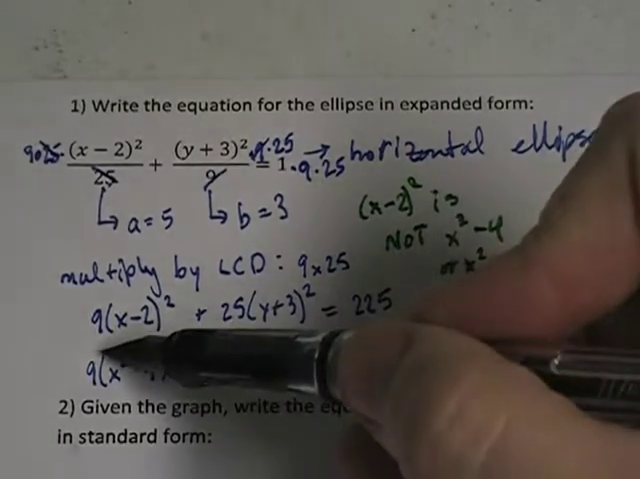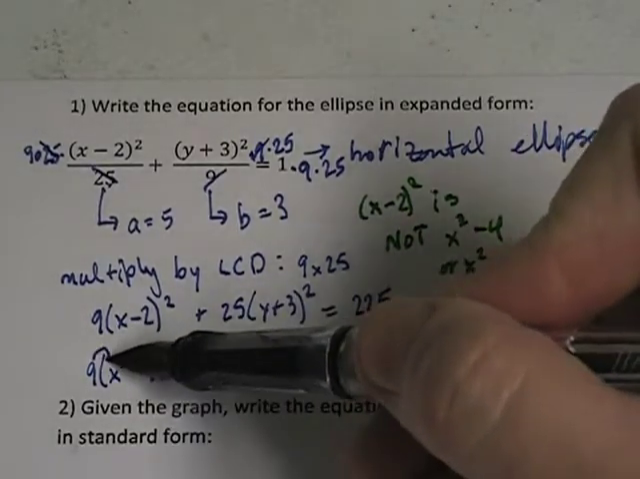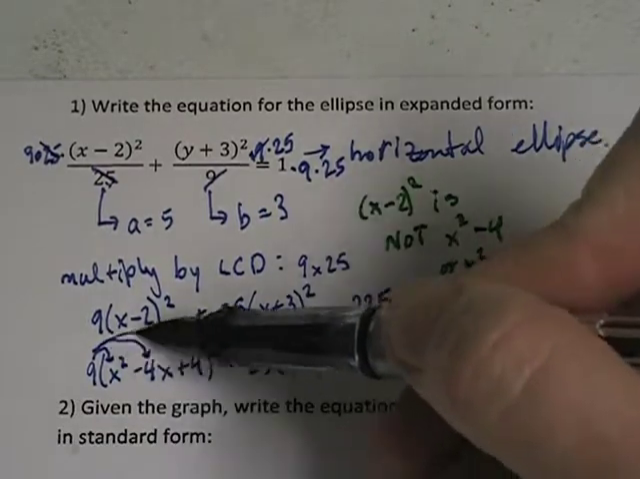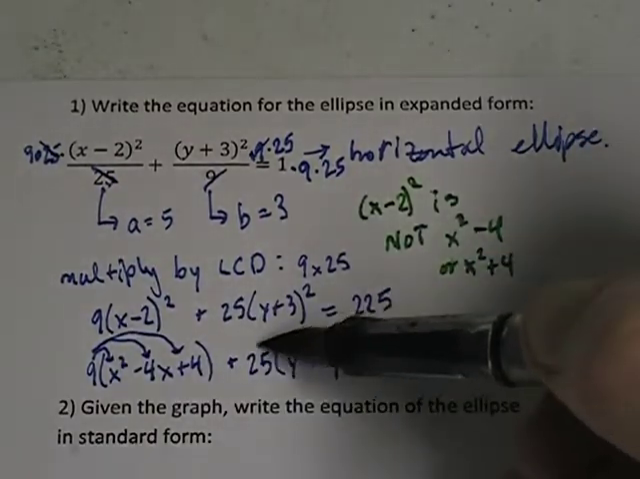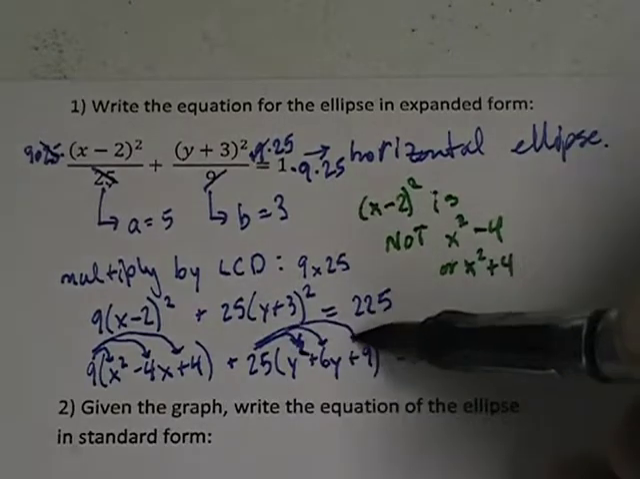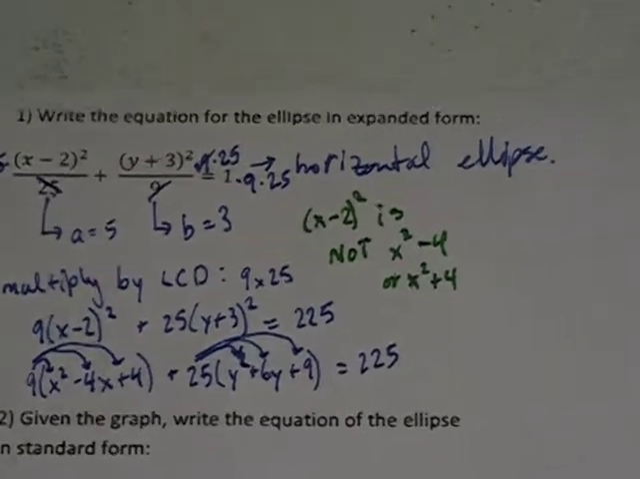Now, we're going to distribute this 9. Okay, so distribute this 9 and distribute this 25 and see what that gives us. Okay?